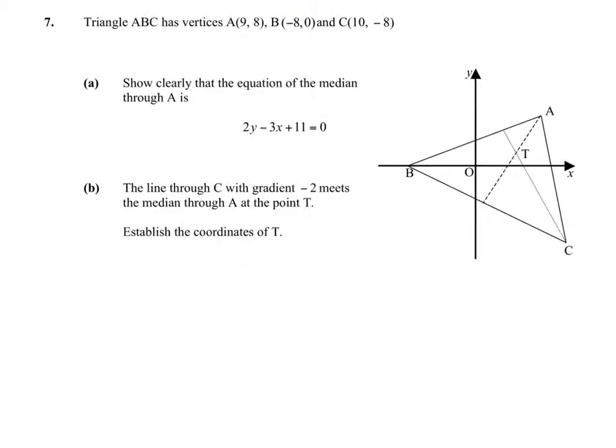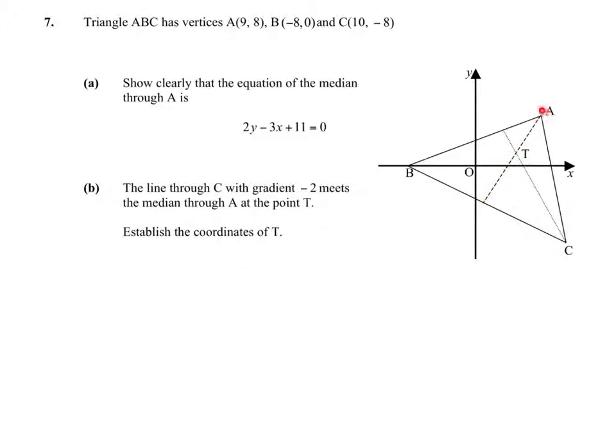Question 7. Triangle ABC has vertices A at 9, 8, B at minus 8, 0, and C at 10, minus 8. Part A asks us to show clearly that the equation of the median through A is 2y minus 3x plus 11 equals 0. So that's this dotted line here.